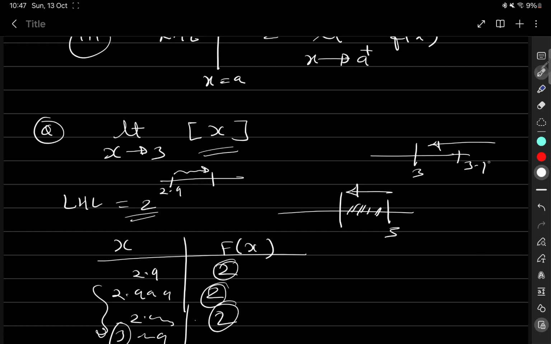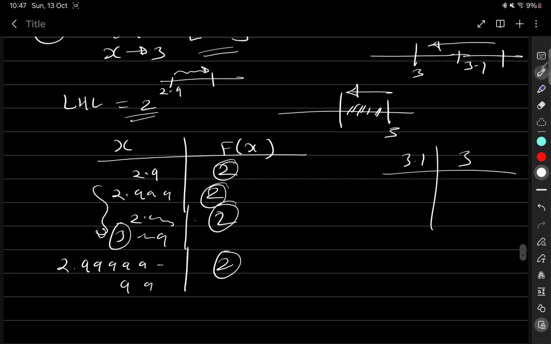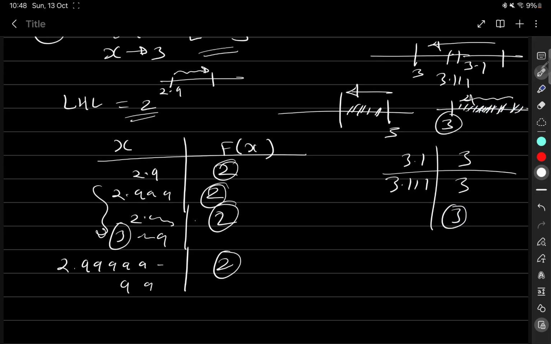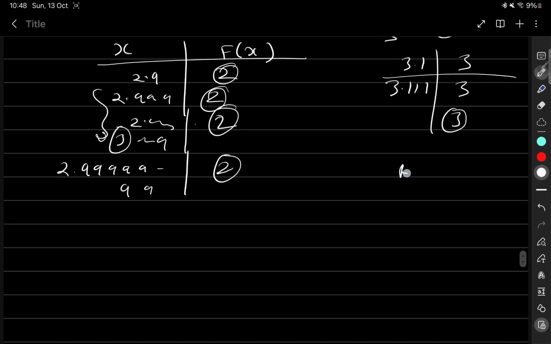What about right hand side? So from right hand side, if I put 3.1 I'll get 3. If I put 3.11, I'll get 3. Whatever the integer is there in the leftmost point, we will take that value. So all the values will come here, so 3 will be the answer. So from RHL we are getting 3.